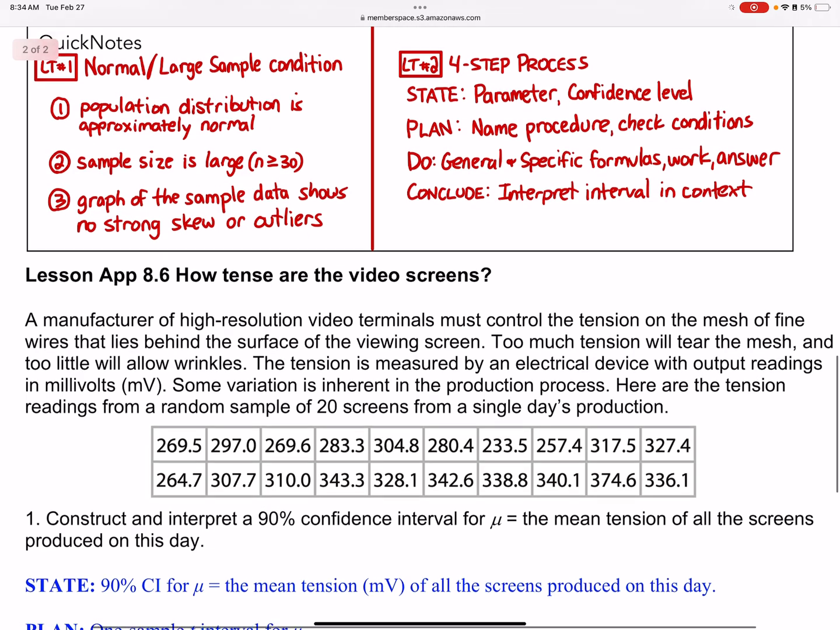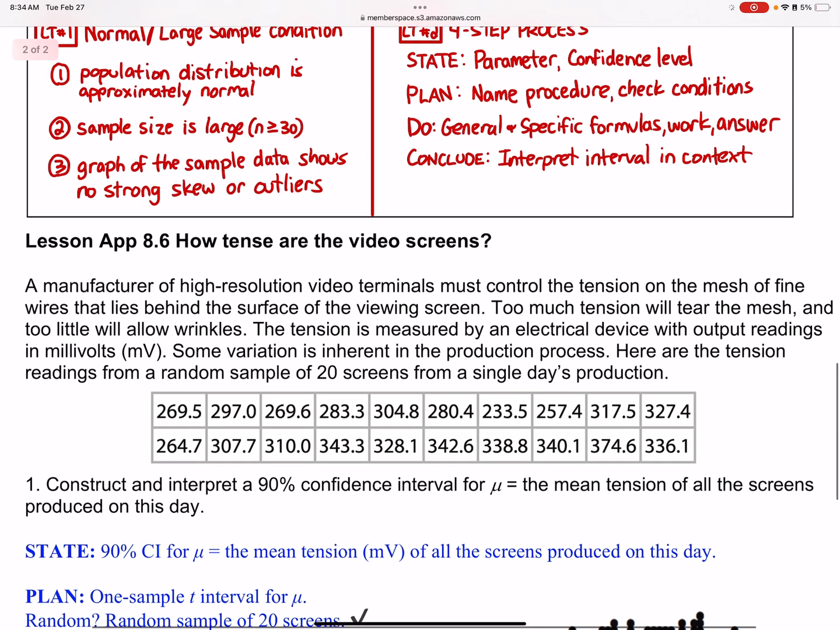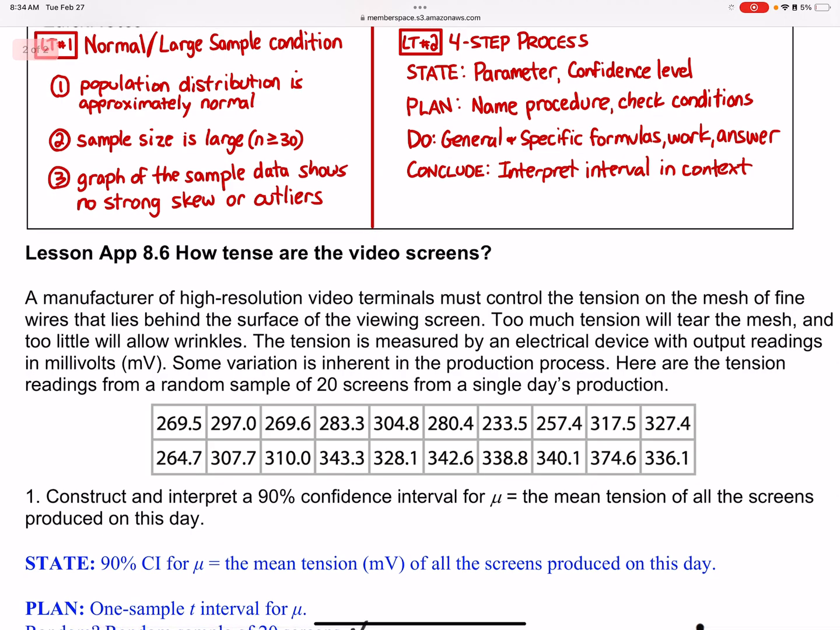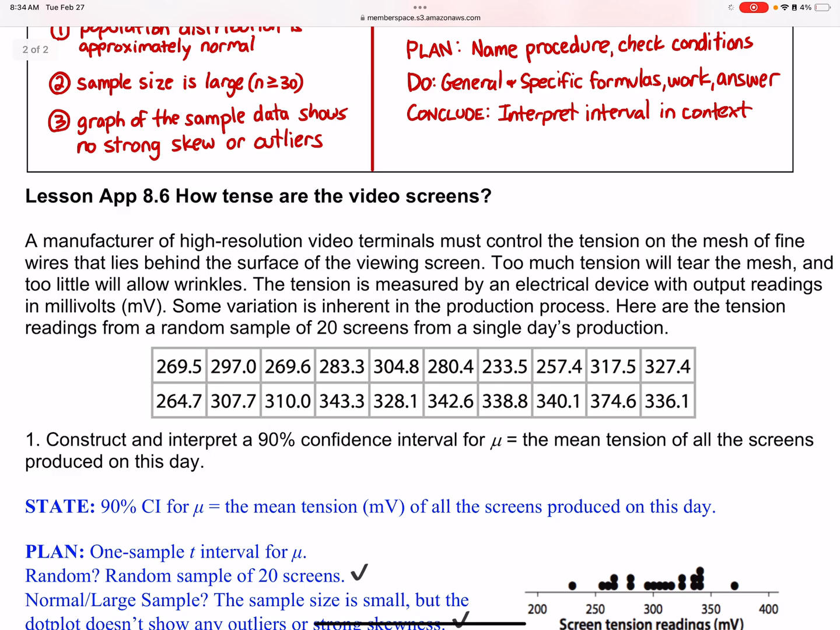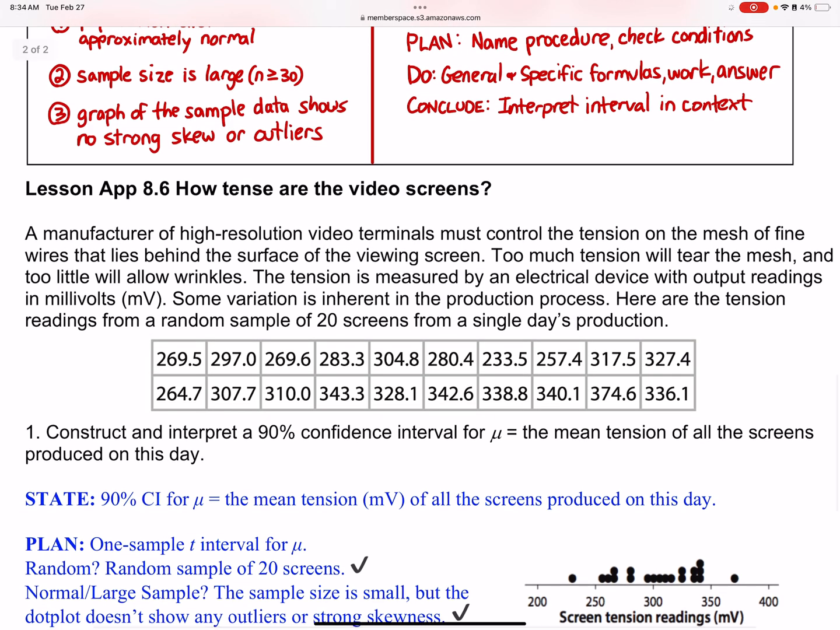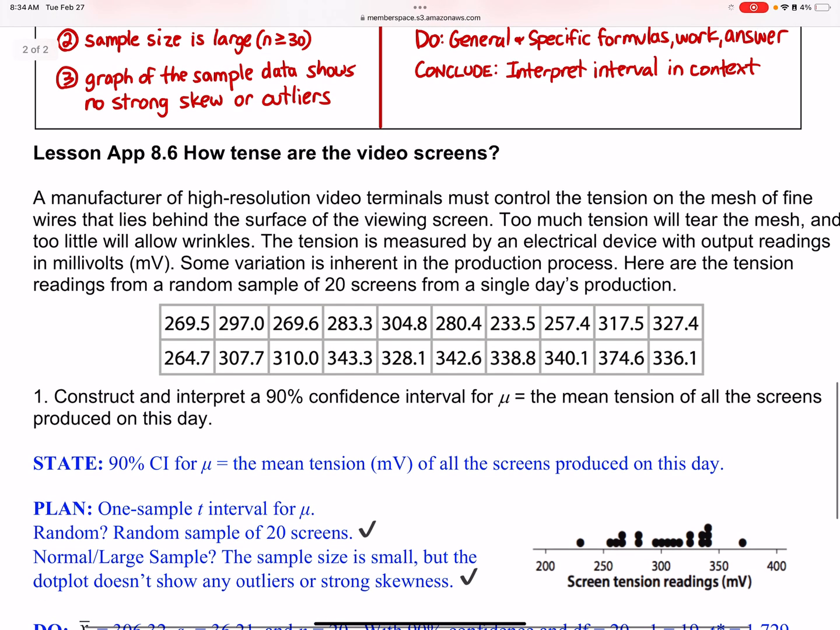So I'm going to state it, and so I have the mean is equal to the true mean tension of all screens produced on this day. And then it's a 1 sample t interval is what I'm doing because it's a t that I'm using, and it's for means. So check, is it random? Yes, it says it's random, so we have a random sample of 20 screens. It's not large, it's small because it's less than 30, so we have to graph it. But you can see the graph when we graphed it is no strong skewness or outliers. If you don't remember how to graph, I'll show you here in just a second.